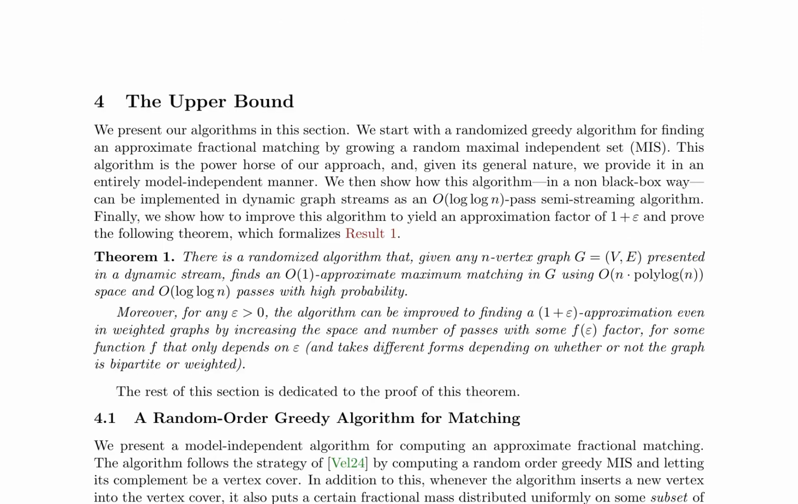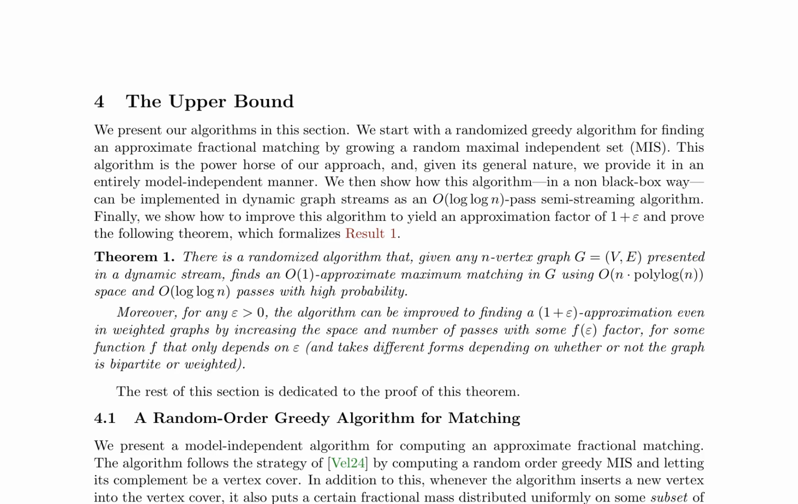Algorithm 1 presents a randomized greedy approach for finding an approximate fractional matching in a graph. This algorithm operates by growing a random maximal independent set, MIS, and assigning fractional values to edges. It is model independent and can be implemented in dynamic graph streams as an O(log n) pass semi-streaming algorithm.